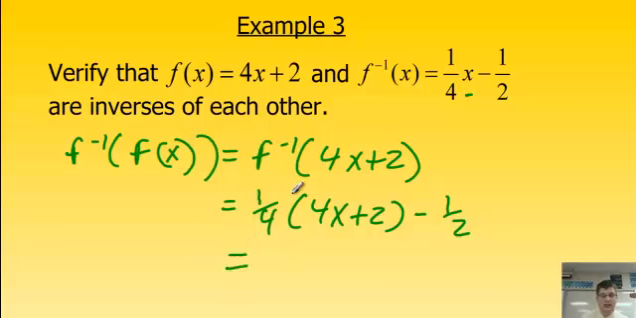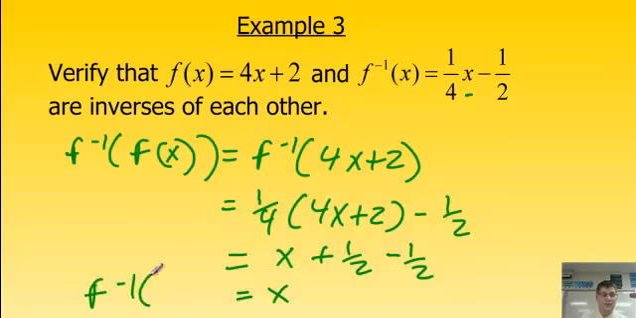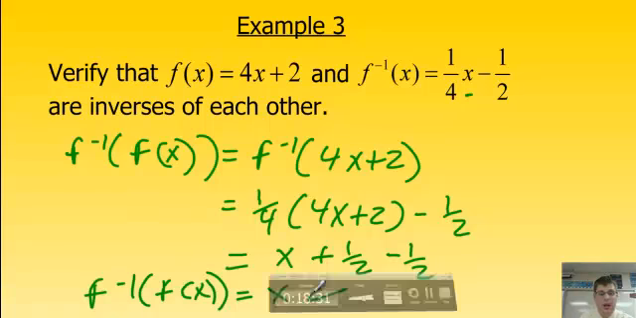So I distribute the 1/4. So that's going to leave me with x plus 1/2 minus 1/2. And plus 1/2 minus 1/2 is equal to, guess what? X. So the inverse of f of x, that's a lot of ofs, is equal to x. So therefore, we have just proved that they are inverses of each other, and if you graph them, they will reflect over the linear parent function y equals x.